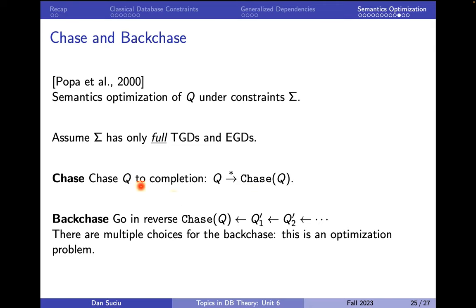So remember that if we only have full TGDs and EGDs, then the chase terminates. So we can start from a query and repeatedly chase it until we get a unique canonical query where the trace doesn't give us anything new, kind of the canonical database for Q. And the idea in this paper is that the semantic optimization can be described by starting in reverse, finding other queries that would chase into your canonical database. And this is a search process. And if you add to this a cost-based optimizer, then you can do fantastic query optimization.